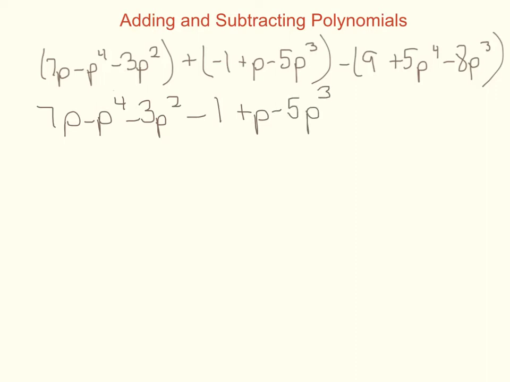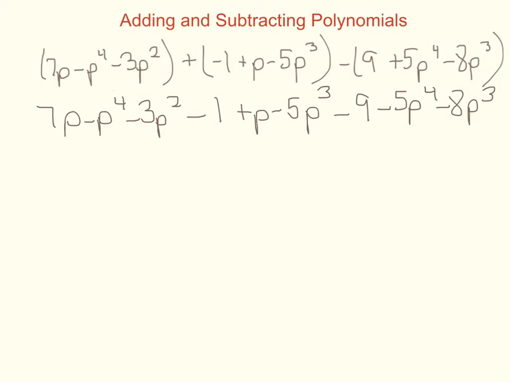Then the last group, there's a negative in front of the parentheses, so we have to change the sign of everything. Minus 9, minus 5p to the fourth, minus 8p cubed. Now that you've got the parentheses gone, look for your like terms. Look for the highest exponent first.